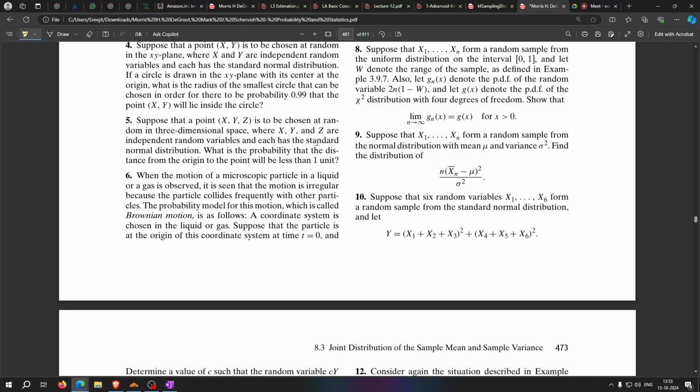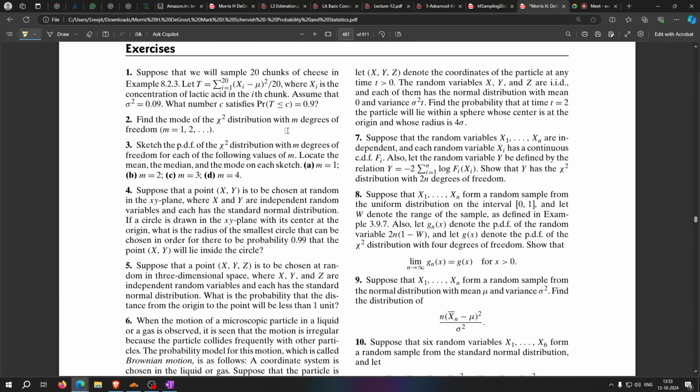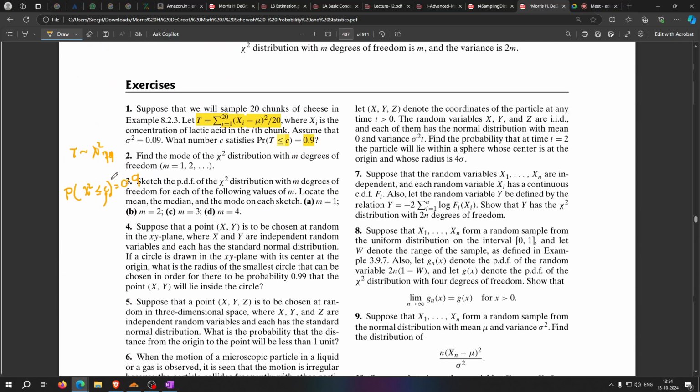Now the kind of question that you might get from here is like this: this is some statistic t, what is the probability that t is less than some c is 0.9. So here you need to identify that t is essentially a chi-square distribution with 20 degrees of freedom, sorry 19 degrees of freedom, n minus 1. So what is the probability that some chi-square variable is less than or equal to c is equal to 0.9. This particular value of c you will get in the table of CDF of chi-square, and that is where your sum ends.